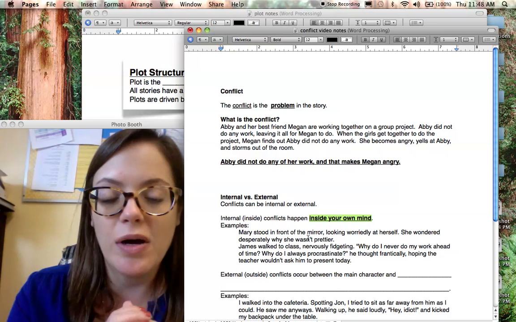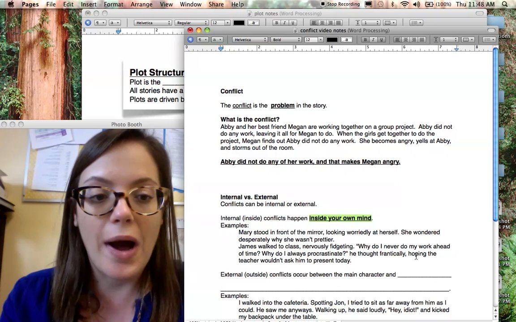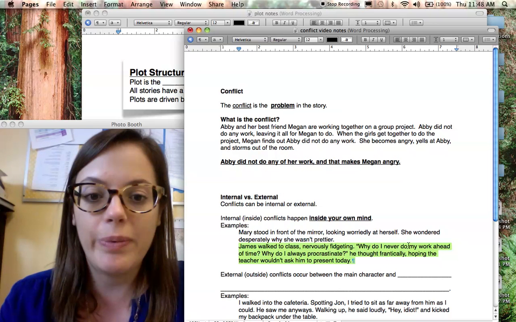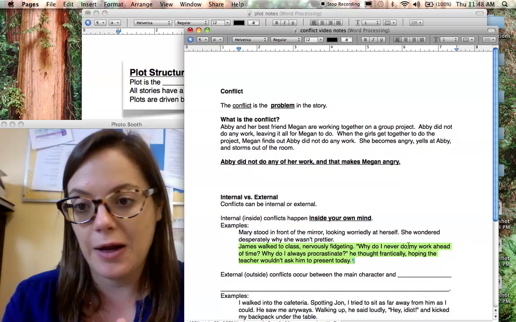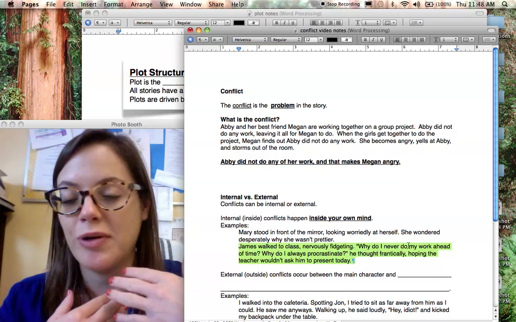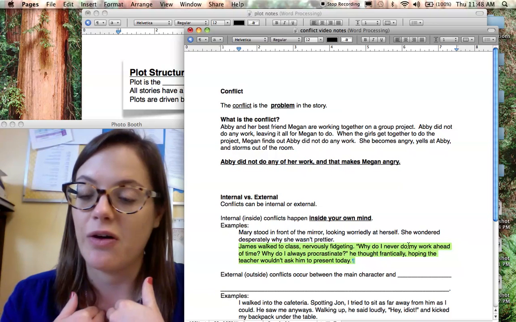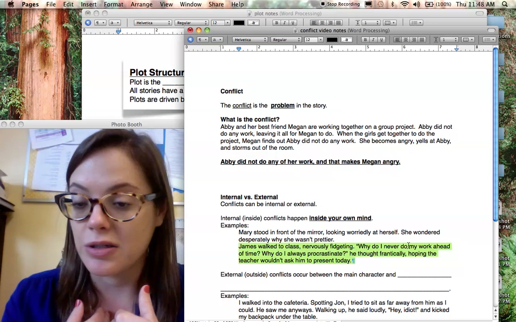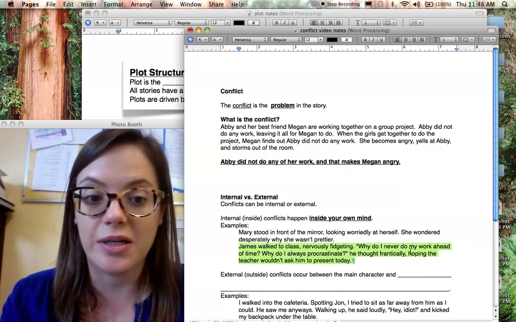All right, James walked to class nervously fidgeting. Why do I never do my work ahead of time? Why do I always procrastinate? He thought frantically, hoping the teacher wouldn't ask him to present today. All right, so with James, once again, internal conflict. This is not an issue between him and anyone else. This is something he did for himself. He did not do his work, and now he's concerned and nervous that he's going to be called on.